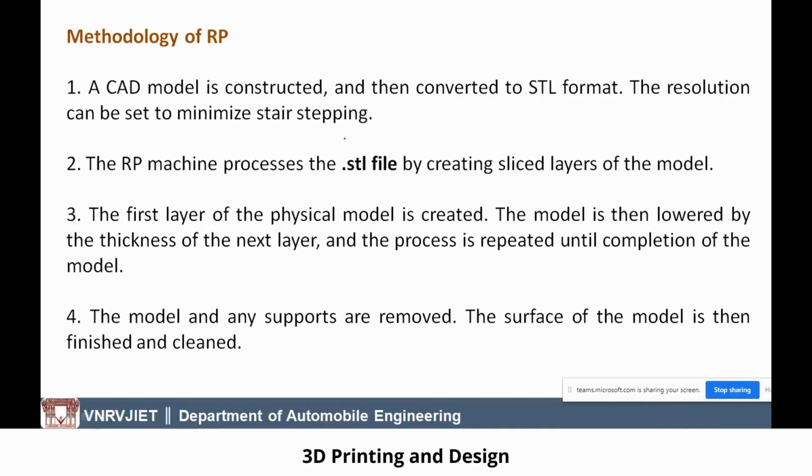So .stl means stereolithography or standard tessellation language. That is the full form people used to use. That file conversion we need to do, and then we need to slice the component into n number of layers. Once the first layer is built up, we can go on to build the next layers by lowering the platform where we are taking the base for the first layer. And once the model is printed, we have to remove the supports, and go for finishing and cleaning. So these are the 4 important steps.